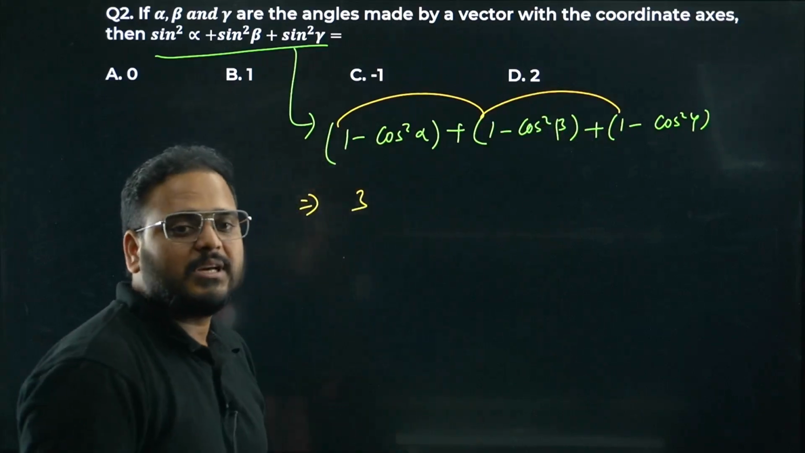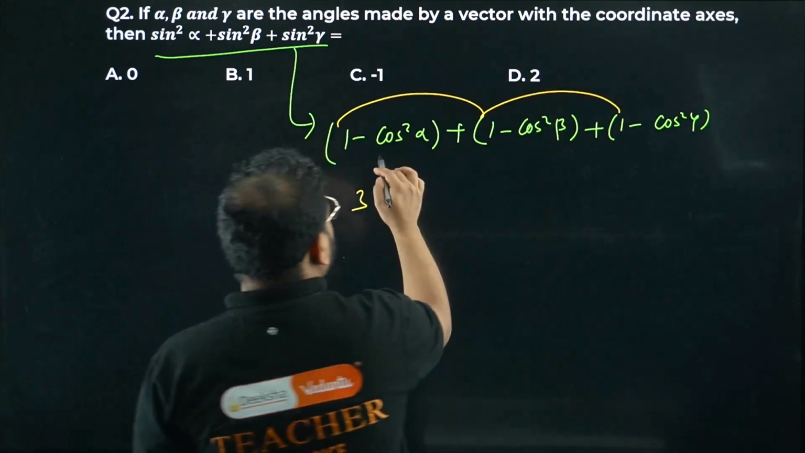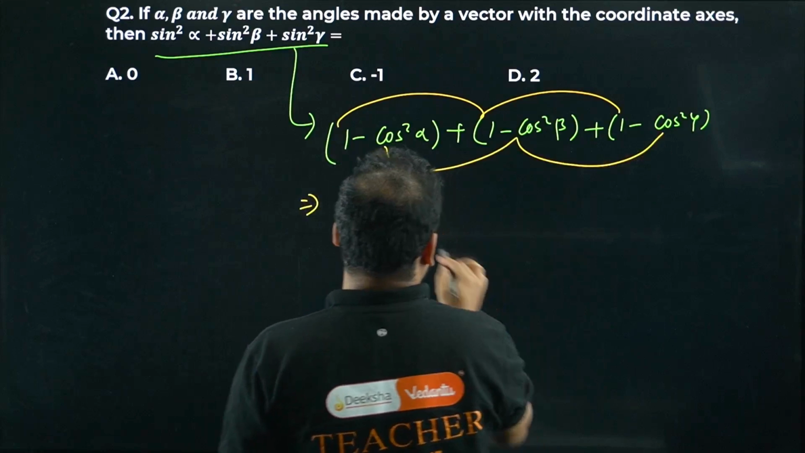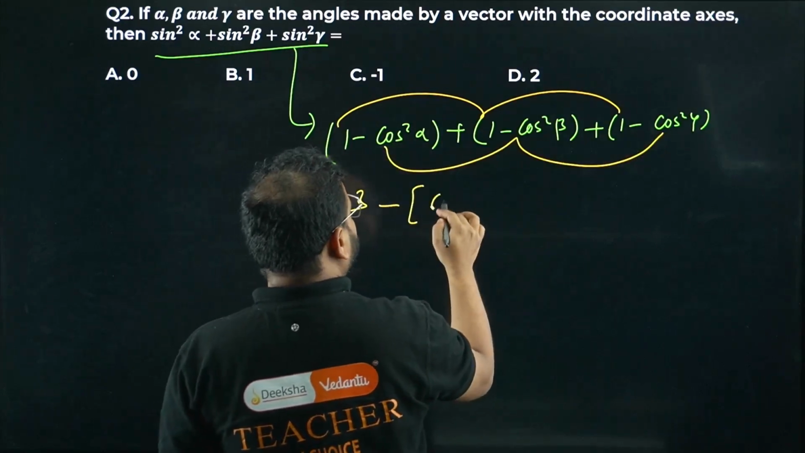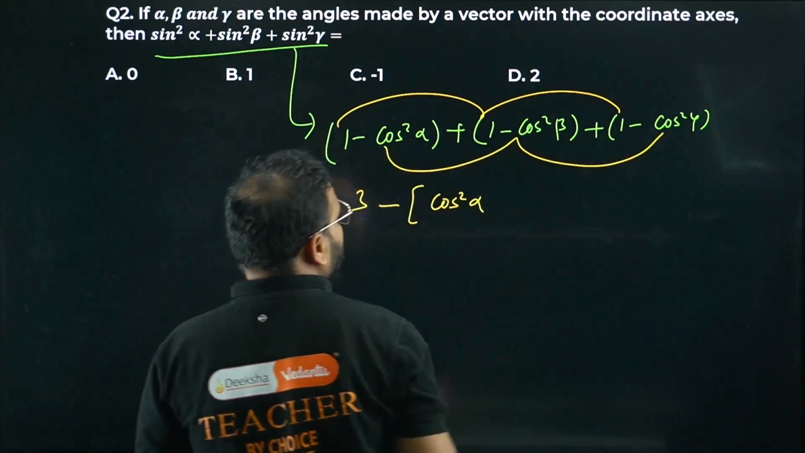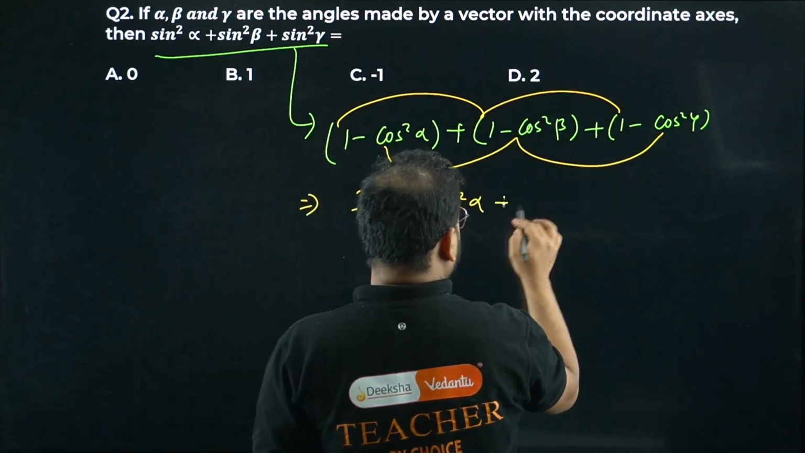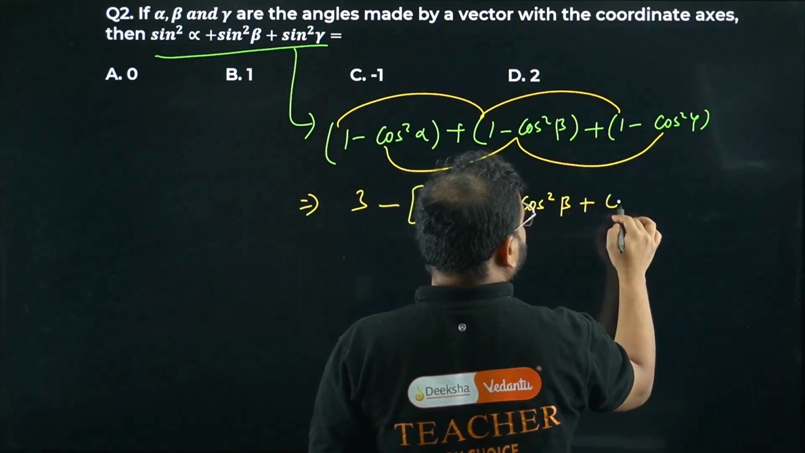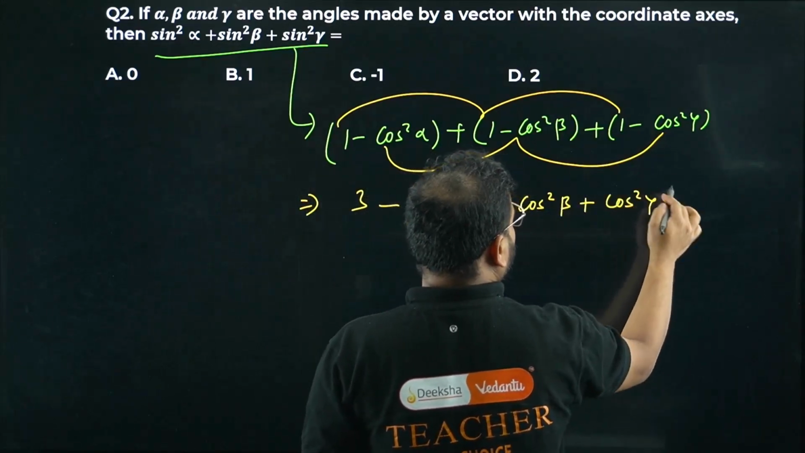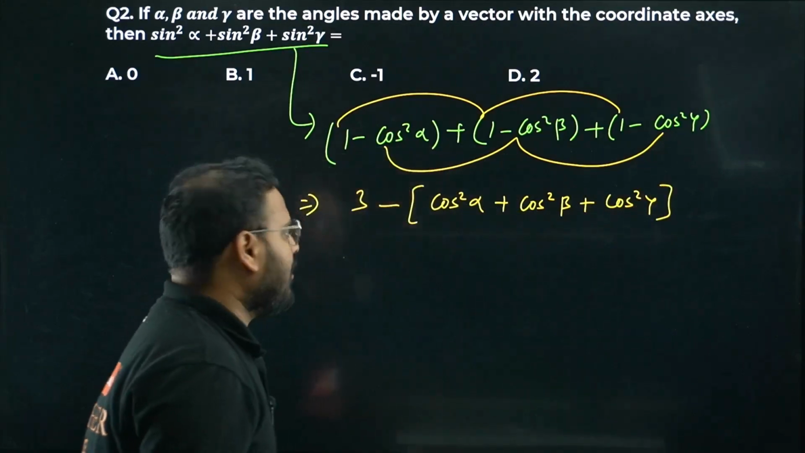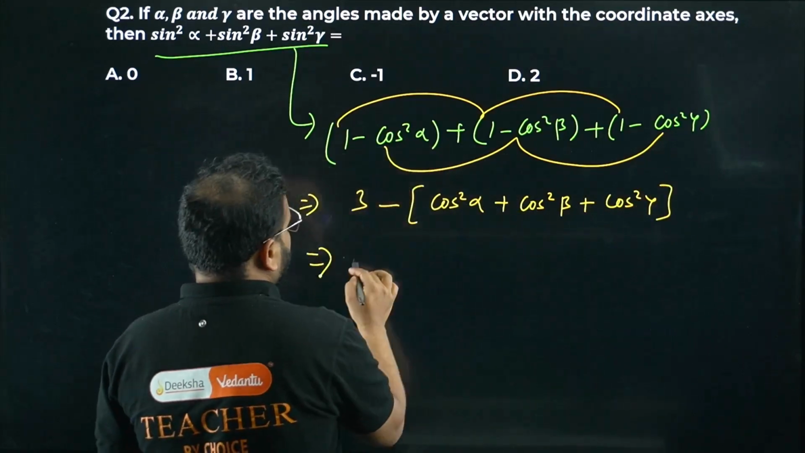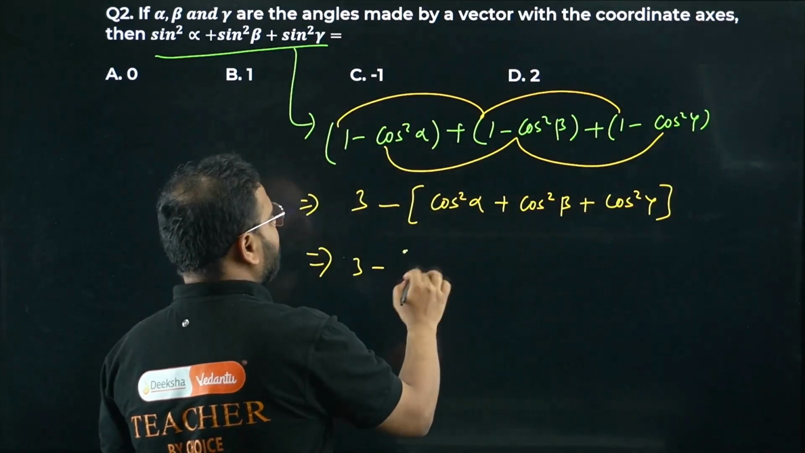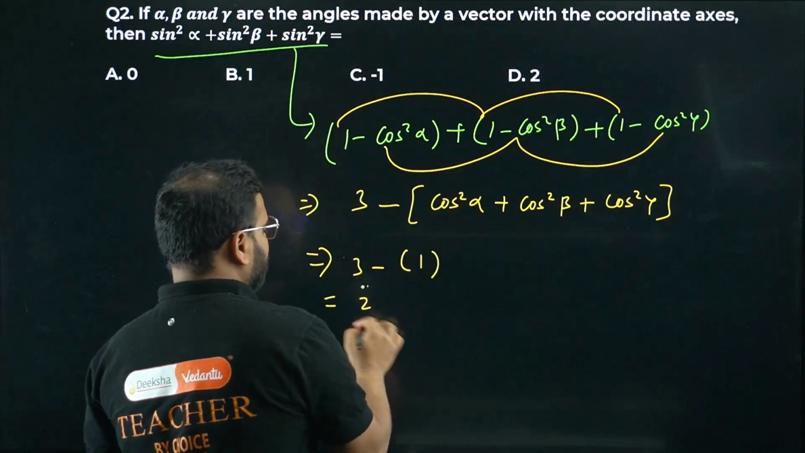1 plus 1 plus 1 is 3. If I take the minus sign common over here, I get minus common. It'll become cos square alpha plus cos square beta plus cos square gamma. How much is that? 3 minus, this is the property, right? 1, giving me the value as 2.